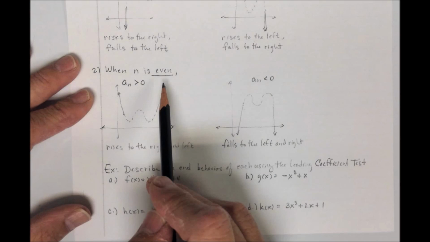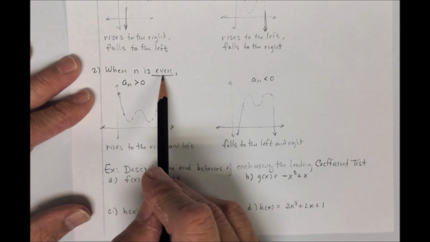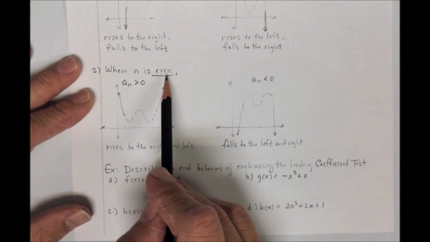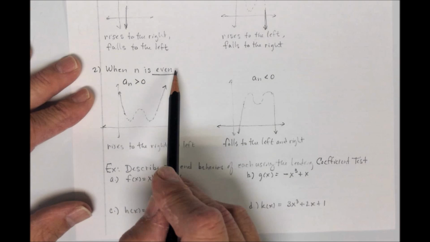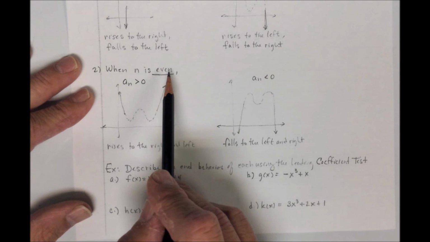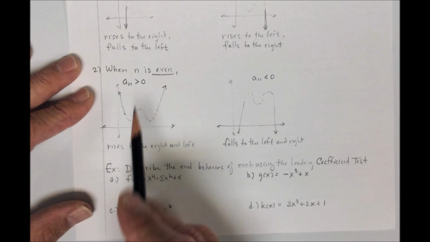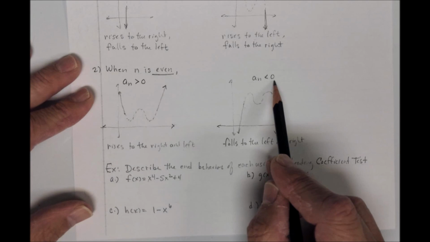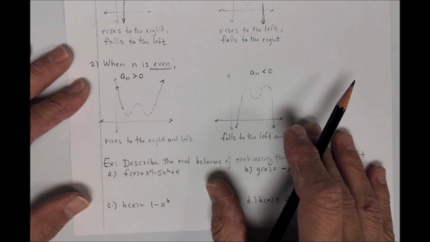Now, it's a little bit different when the degree is even, like degree 2 or degree 4. Think of your quadratics. That's degree 2. The ends either both go up or they both go down, depending on if it opens upward or downward. So it works that way for all polynomial functions that have even degree as far as the end behavior. If you have even degree and the lead coefficient is positive, the ends go up. So it rises to the right and rises to the left. But if your lead coefficient is negative, then they fall to the right and they fall to the left. You have to keep that straight. He's going to have problems like that.